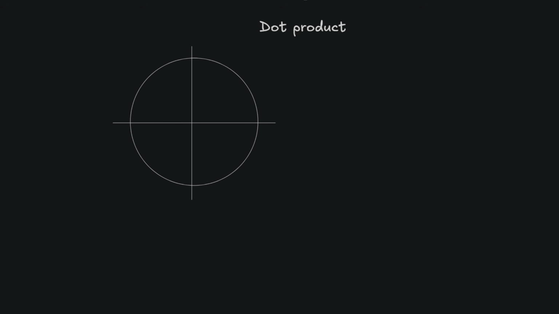So the dot product for game dev is all about directions, basically. I will show you first how we calculate a dot product, and then I'll show you some examples in a game engine. So let me start by drawing a vector here.